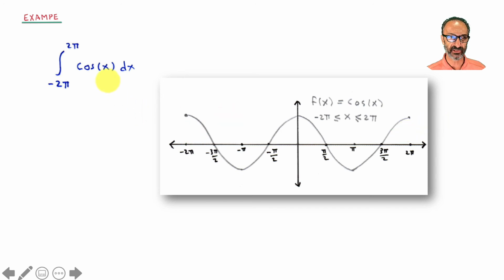So what's the answer for this? The answer is 0. So you don't have to integrate. If you know enough about what I just said, sometimes with confidence you don't have to waste your time and integrate. Let's take another example.